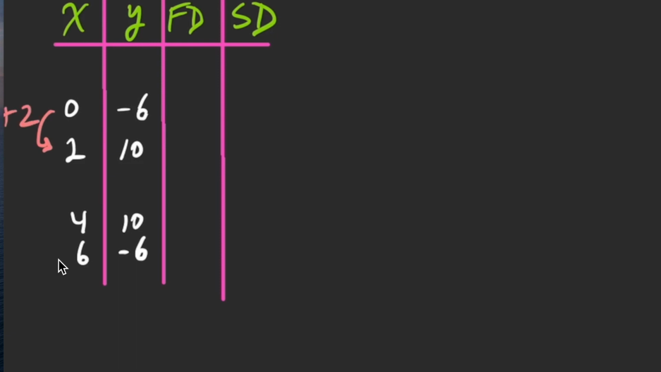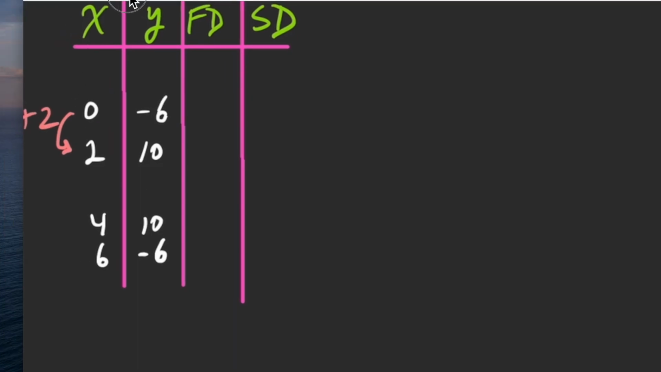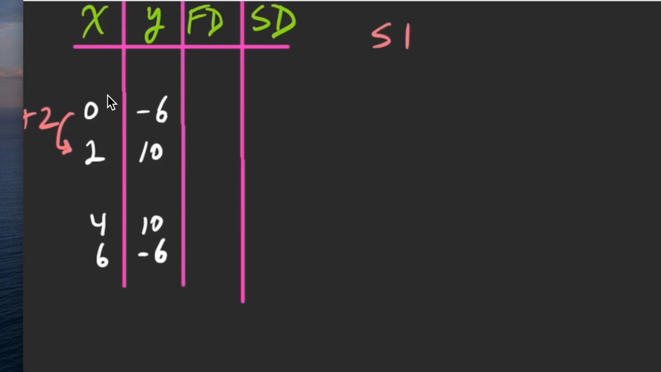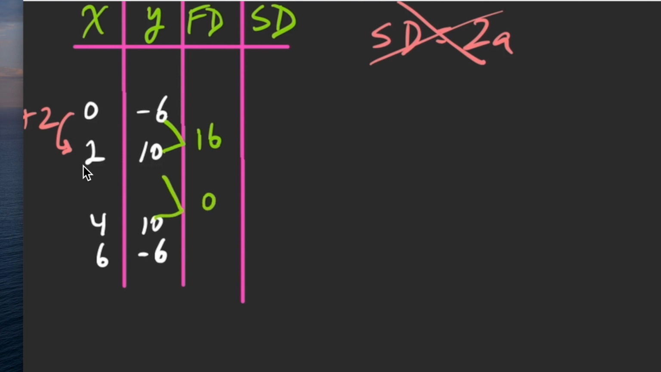The fact that that advancement is +2 means that if this turns out to be a quadratic equation, we cannot use that the second difference equals 2a. We are not allowed to use that unless the advancement is by +1. Okay, but we are allowed to proceed, and we can say that 10 minus -6 is the same as 10 plus 6, which gives us 16. 10 minus 10 is 0, and then we have -6 minus 10 is -16.